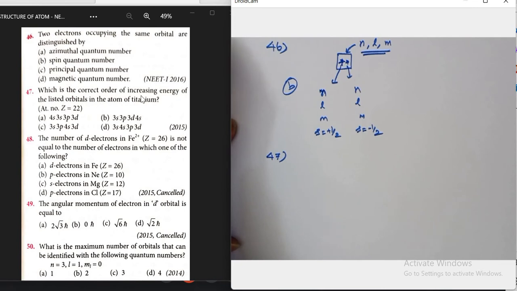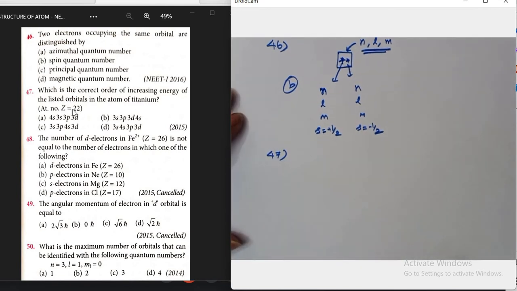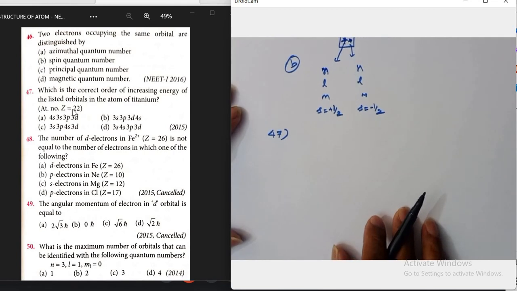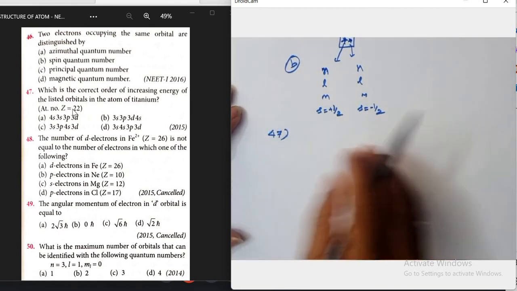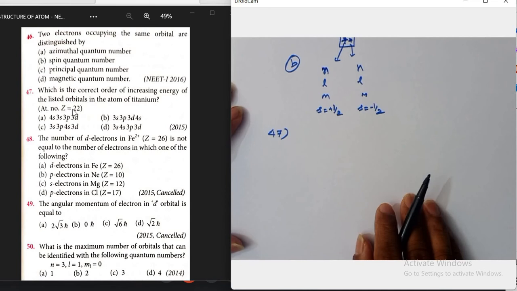See, question number 47. Which is the correct order of increasing energy of the listed orbitals in the atom of titanium? The atomic number is given, 22. You have to identify the correct order of increasing energy. If you know the electronic configuration order, you can write it directly.